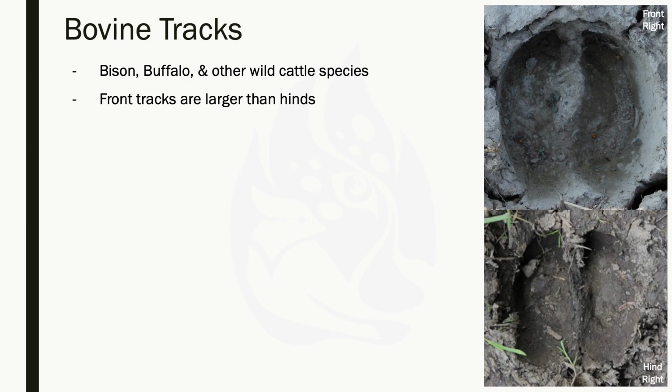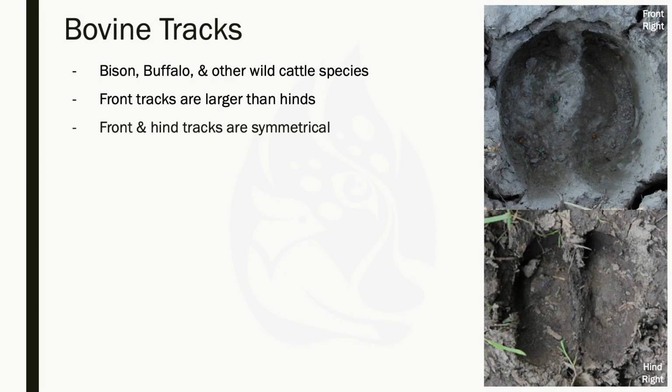So the first thing we want to note is that the front tracks are always going to be larger than the hind tracks. And this, of course, is because any sort of cattle species is going to have a really large chest cavity, a large head. Some species may have horns, and that's a lot of weight to support. So that's going to mean it needs a bigger surface area on the front feet to support that. So you'll always notice that.